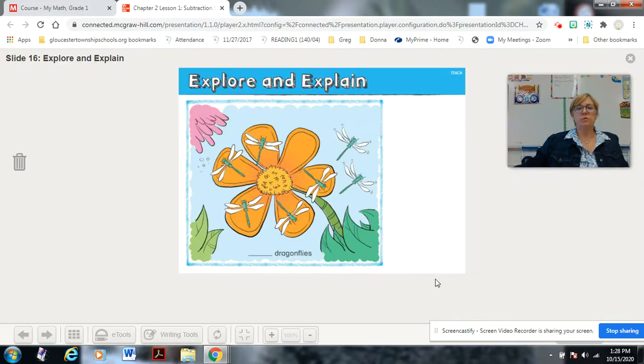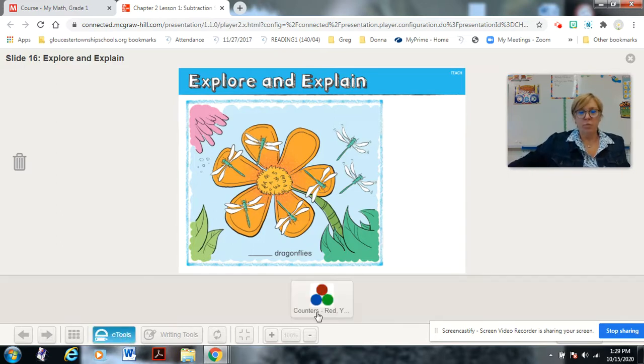Now I'd like you to get your textbook, okay? And your page is 109, chapter 2, lesson 1, okay? And let's look. Those are dragonflies around a flower. So I'm going to tell you a math story, okay? And you can use your 2 color counters to help illustrate it, okay? And let me get mine as well so that we can do this together, okay?